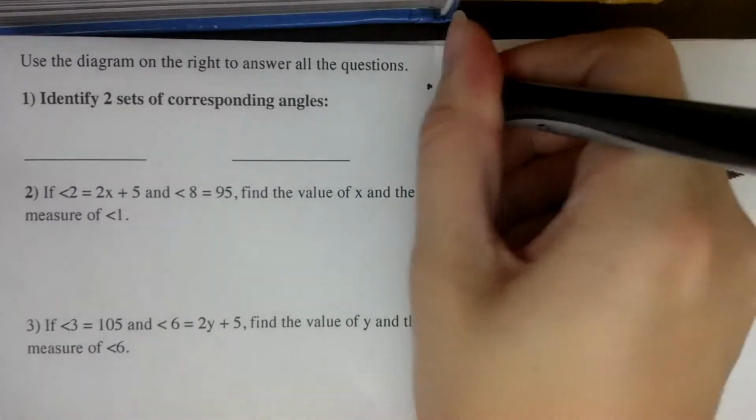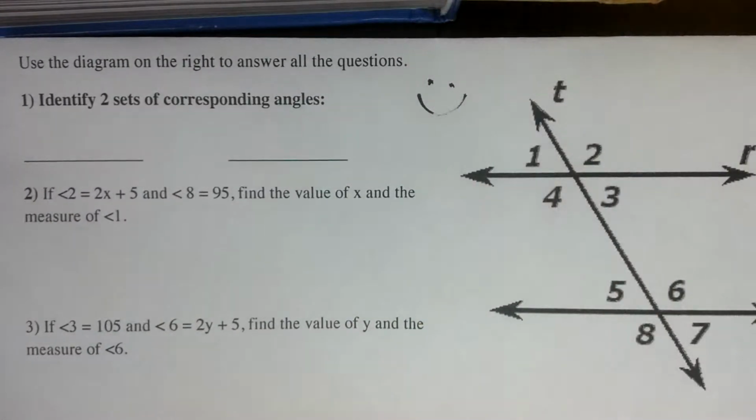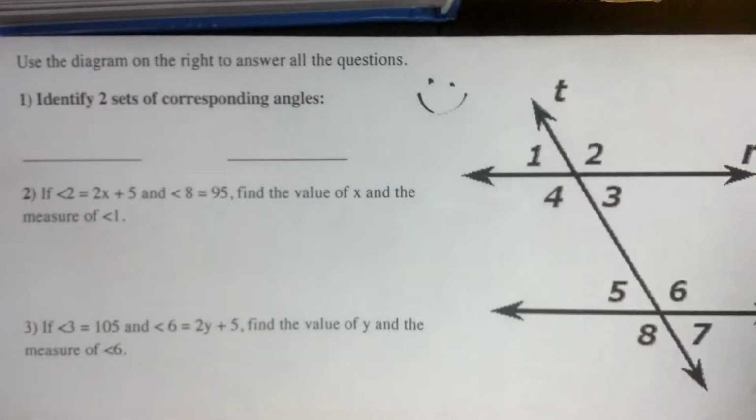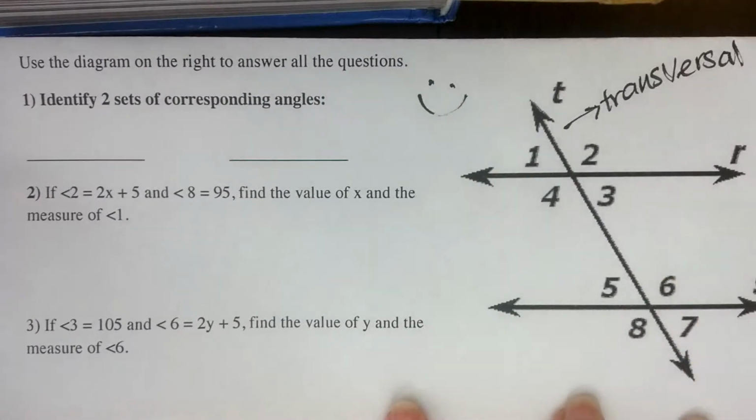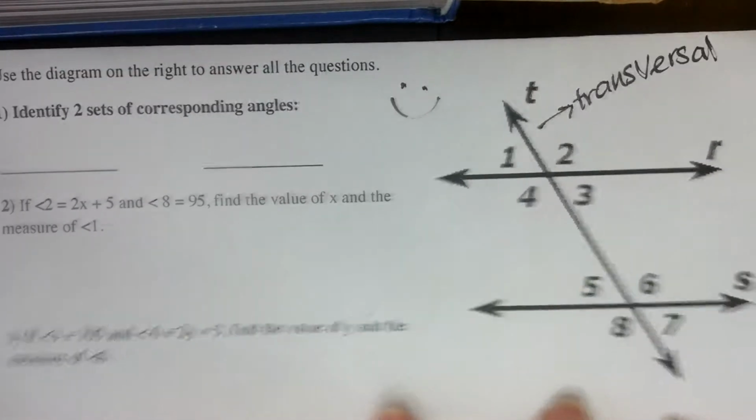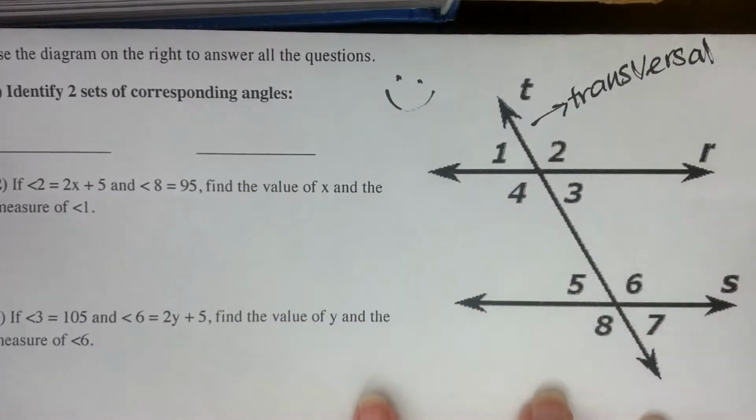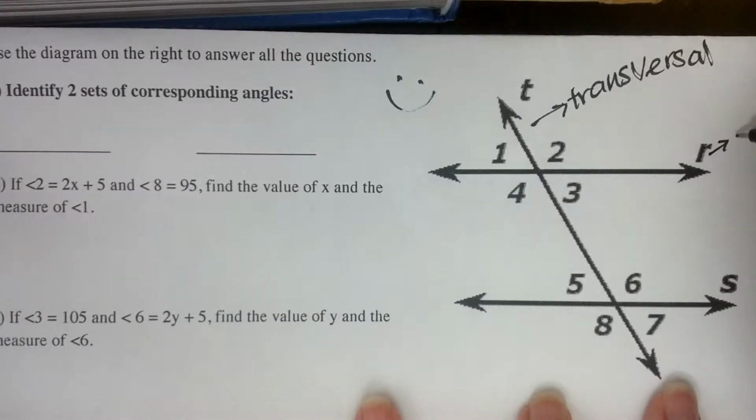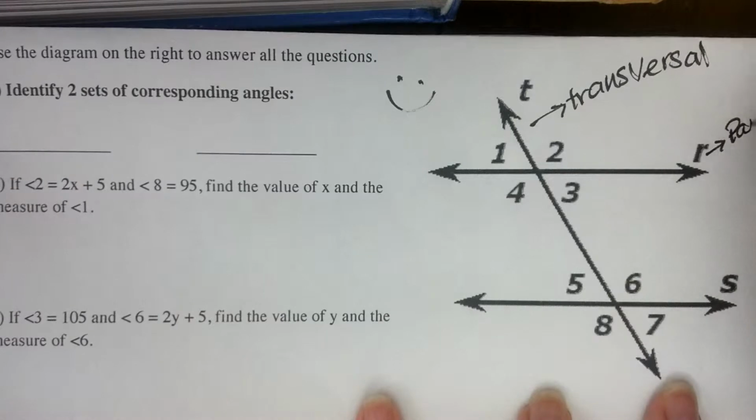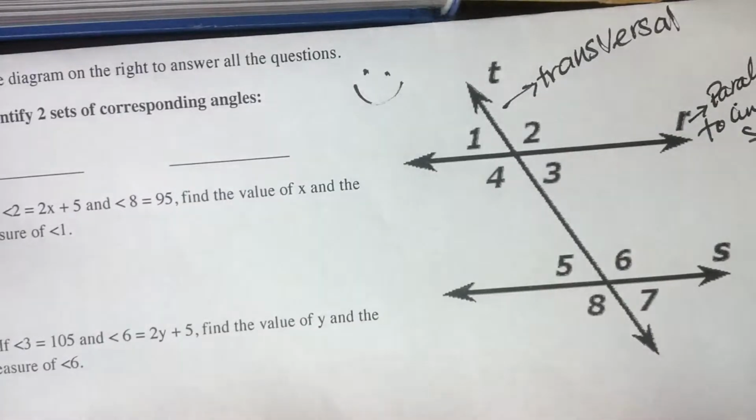So if we look here, we have line T, which is what we call the transversal. This is our transversal. It's the line that's cutting through both of our parallel lines. And lines R and S, as you can see here, are parallel lines.